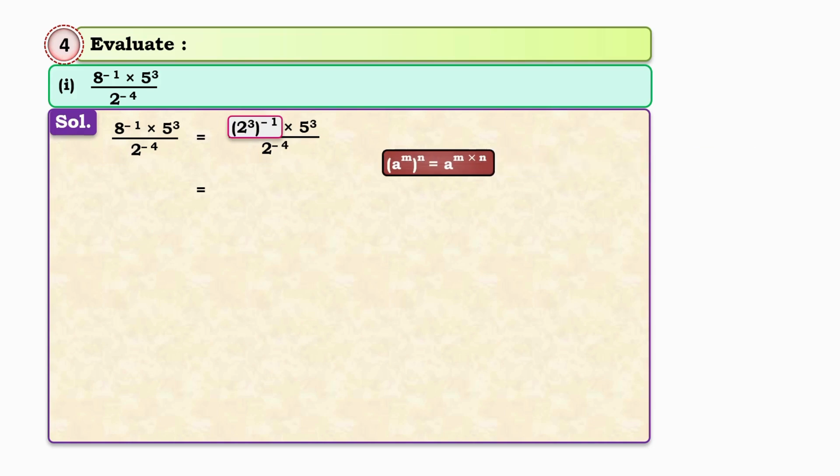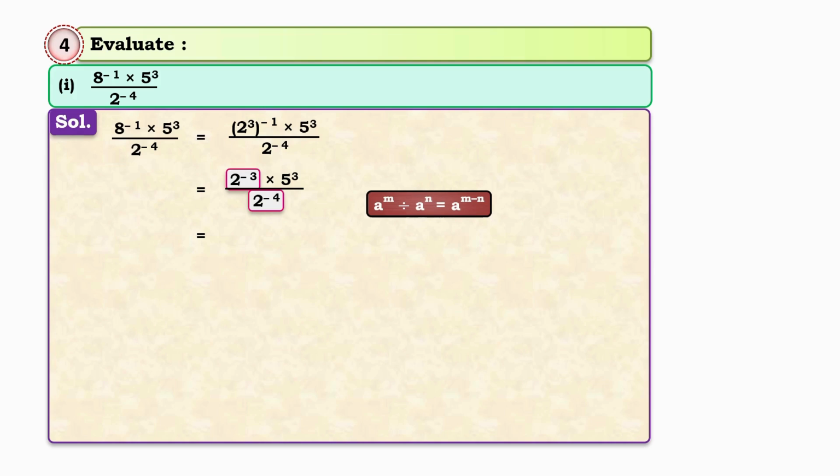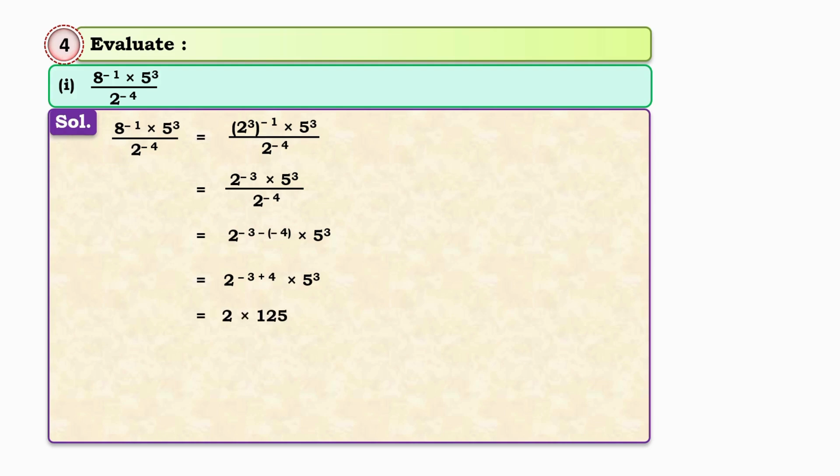Now we are going to apply this law. In this case, the bases are the same and the powers are different, so we are going to apply this law. Let us evaluate this. And we know that 5 to the power 3 is 125, which comes to 250. So this is the final answer.